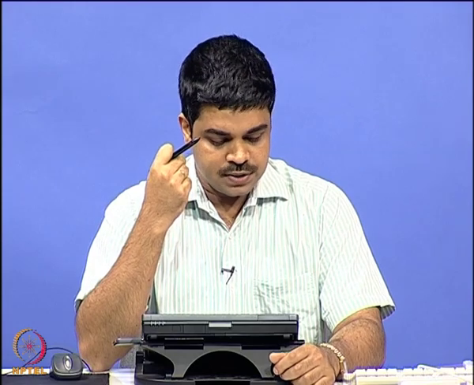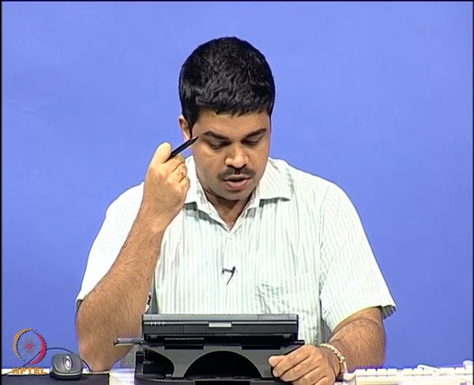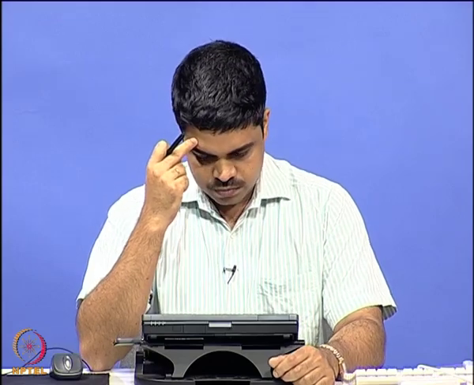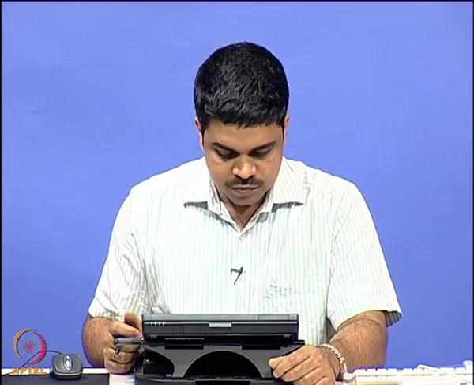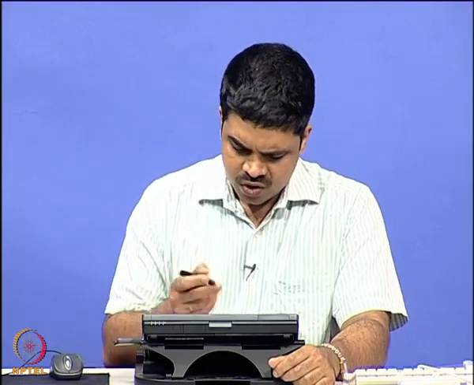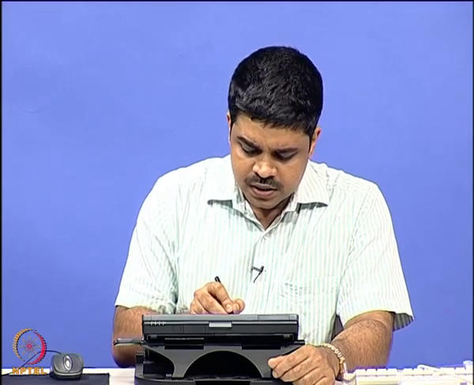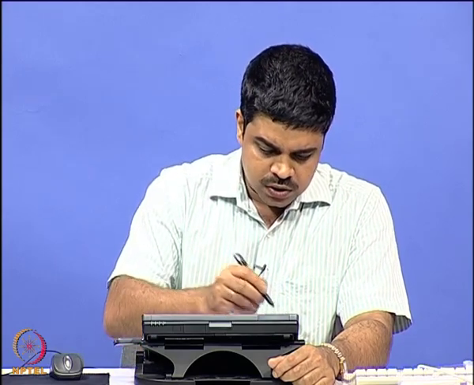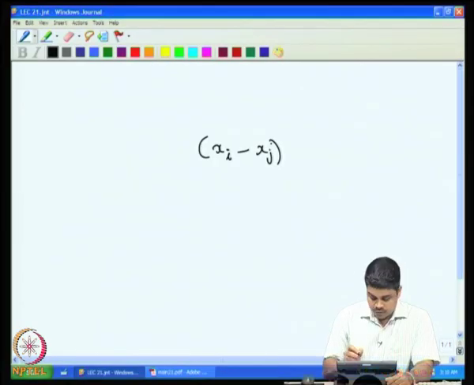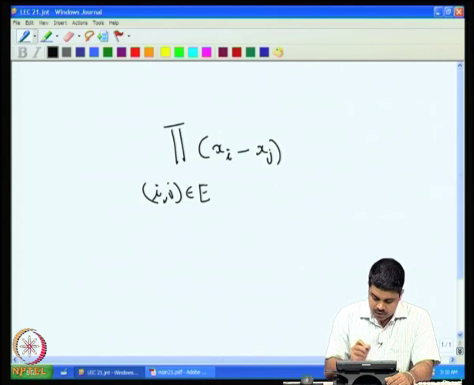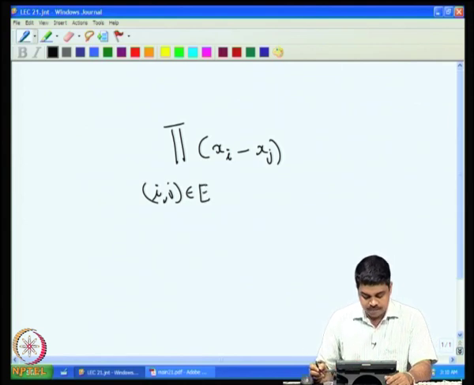it was about trying to use the Combinatorial Nullstellensatz on a polynomial called the adjacency polynomial of the graph. What was the adjacency polynomial? We had multiplied terms of the sort x_i minus x_j for each edge. So that is a product where ij was an edge here, right? This was the adjacency polynomial.